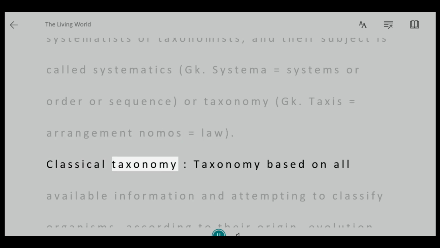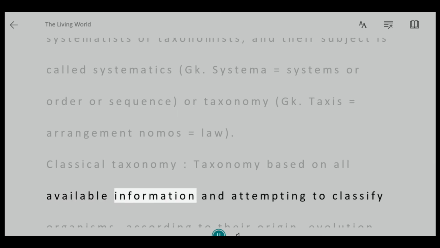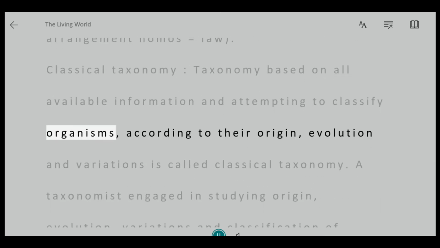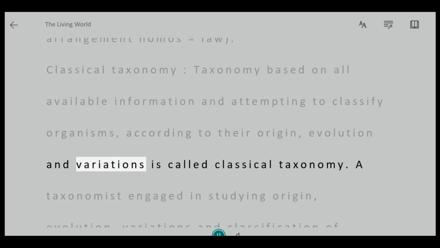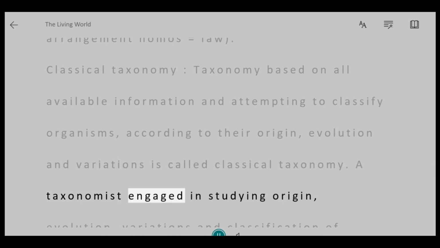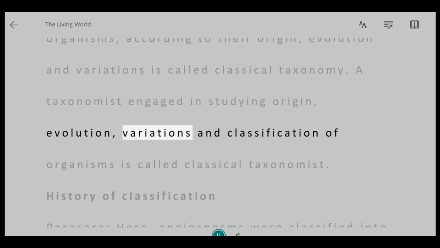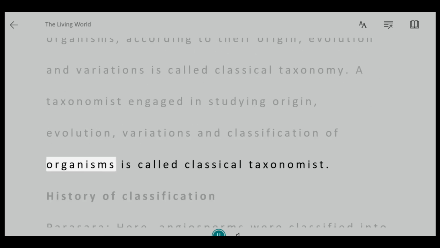Classical taxonomy. Taxonomy based on all available information and attempting to classify organisms according to their origin, evolution and variations is called classical taxonomy. A taxonomist engaged in studying origin, evolution, variations and classification of organisms is called classical taxonomist.